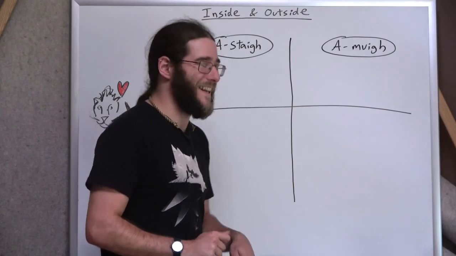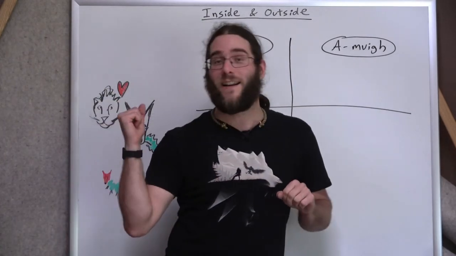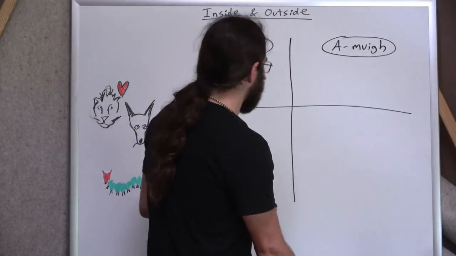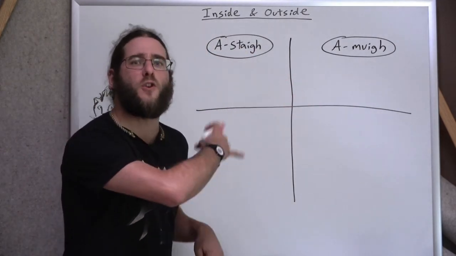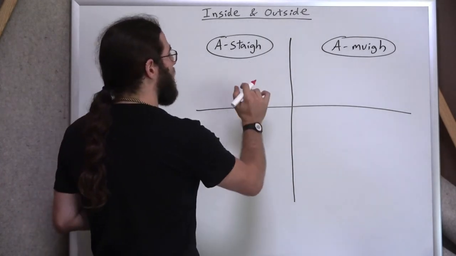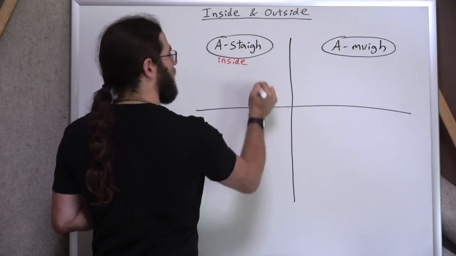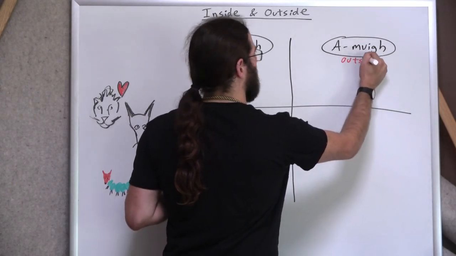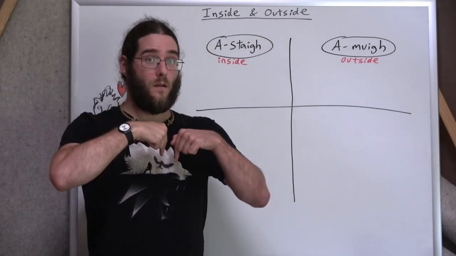So, inside and outside, I'm afraid, isn't as exciting as these critters. So, let's take a look at what we have here. We're going to make a chart, or a visual, to help it really sink in deep in your mind. So, astay means inside. Amui means outside. So, astay, amui.